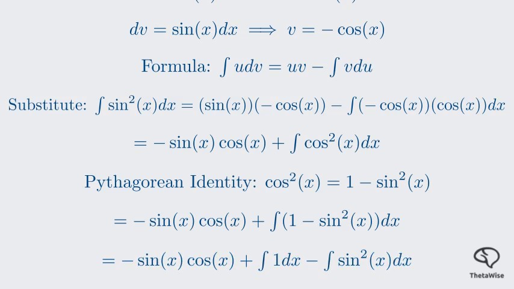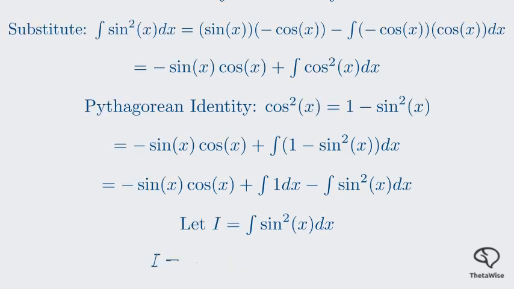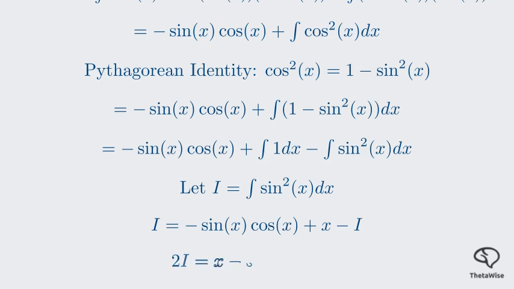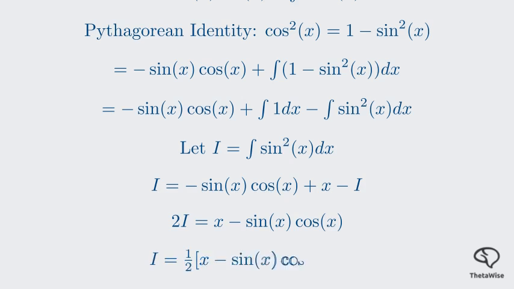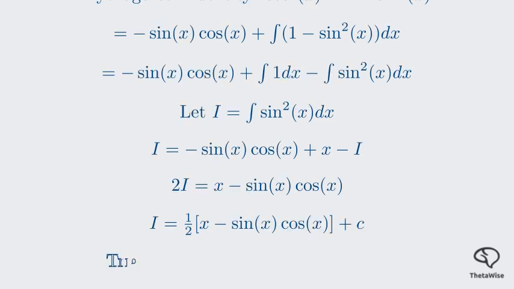And look, just like our last example, we have the original integral on the right side. We've got another recurring integral. Let's call the original integral I. Our equation is I equals negative sin x cos x plus x minus I. Add I to both sides to get 2I equals x minus sin x cos x. Divide by 2 and add the constant c. This gives us our answer.